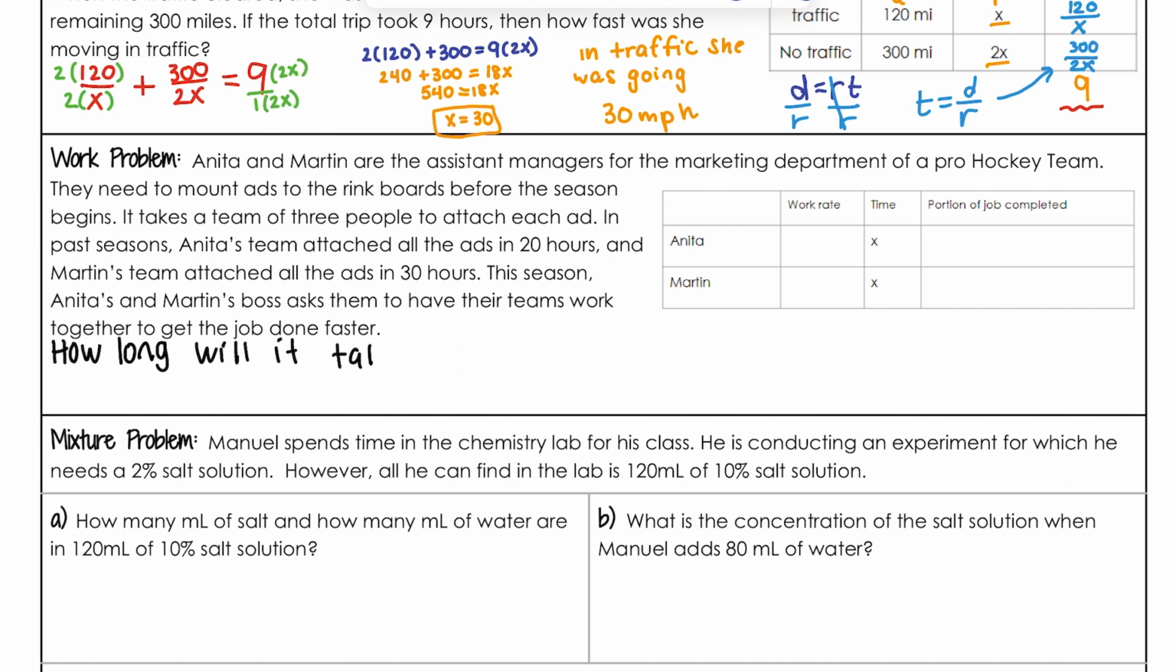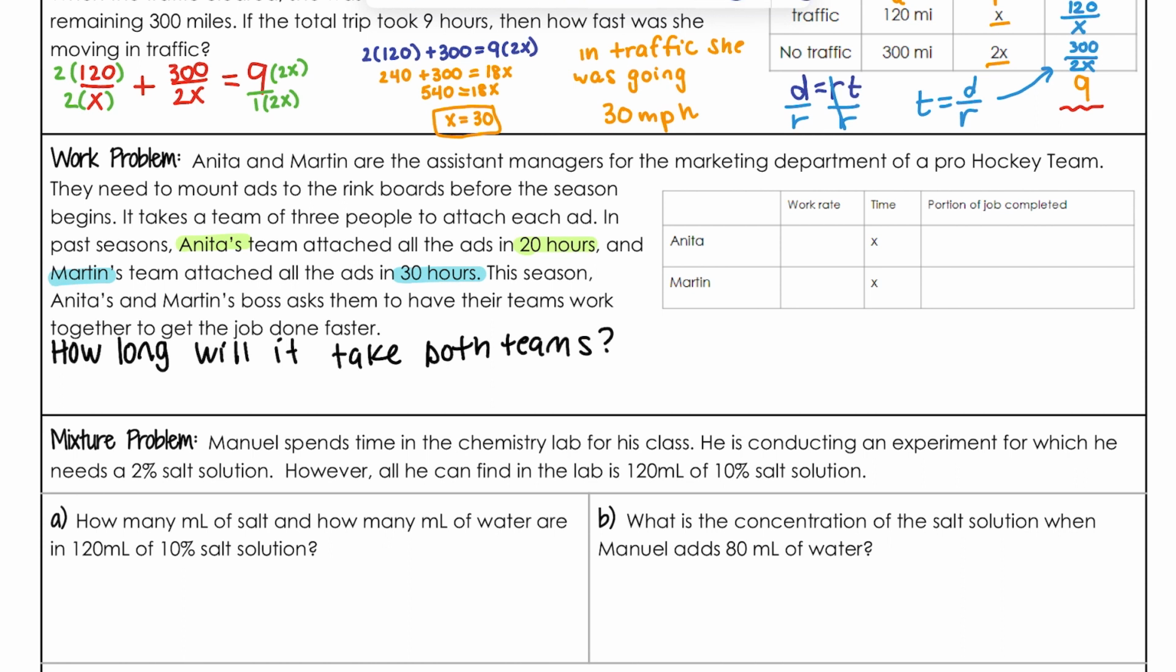So we're going to start by filling in this table with the information that we were given in the problem. One thing that I see here, we know that Anita's team took 20 hours to complete this job, whereas Martin's team took 30 hours to complete this job. So what we have in the first column is work rate. We need to figure out the work rate for Anita's team and Martin's team.